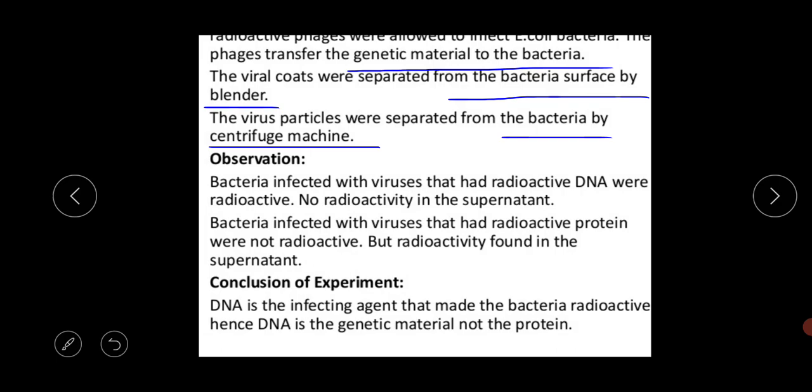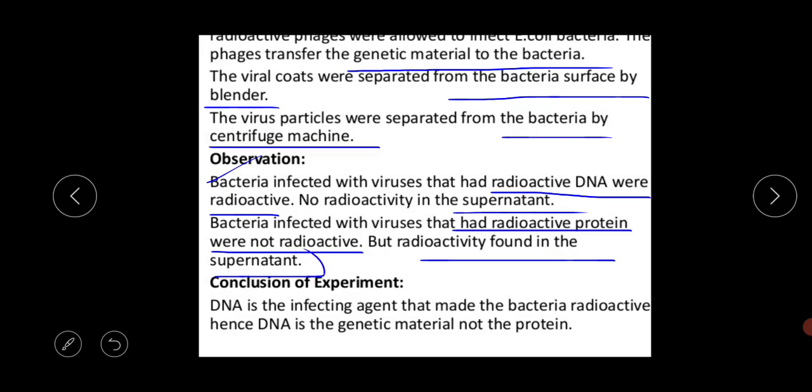Okay, so what is the observation? The bacteria infected with the viruses that had radioactive DNA were radioactive, with no radioactivity in the supernatant. The second observation is that the bacteria infected with the viruses that had radioactive protein were not radioactive, but radioactivity was found in the supernatant. Okay, so what is the conclusion of the experiment? That DNA is the main infecting agent.